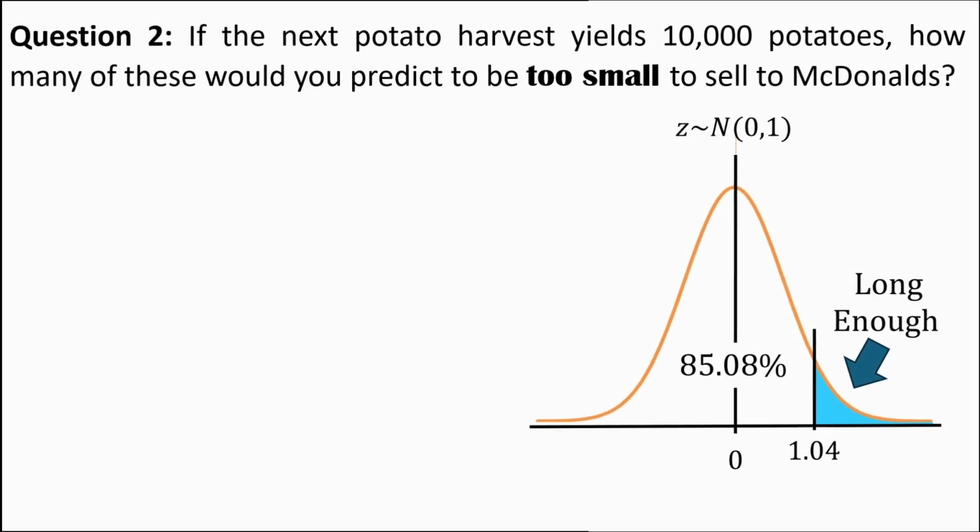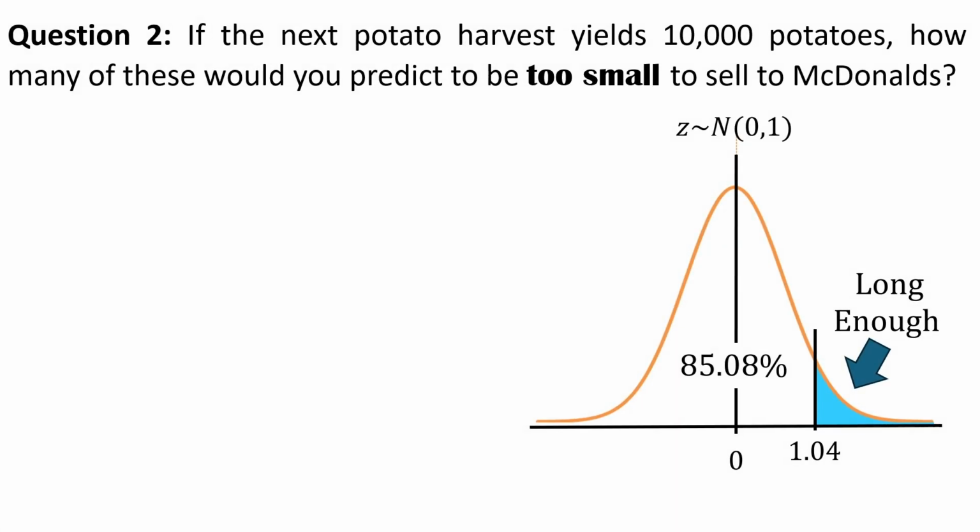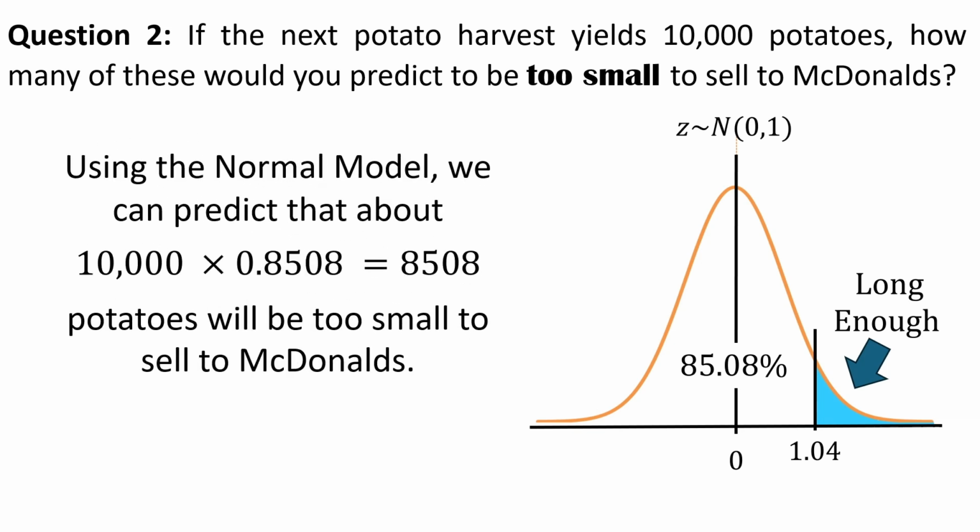Last question: if the next potato harvest yields 10,000 potatoes, how many of these would you predict to be too small to sell to McDonald's? Well, we know that the proportion that will be too small, according to our model, is 85.08%. And so we can go 10,000 potatoes multiplied by 0.8508. That gives us 8,508 potatoes. So we predict based on this model that about 8,500 of her potatoes will be too small to sell to McDonald's.